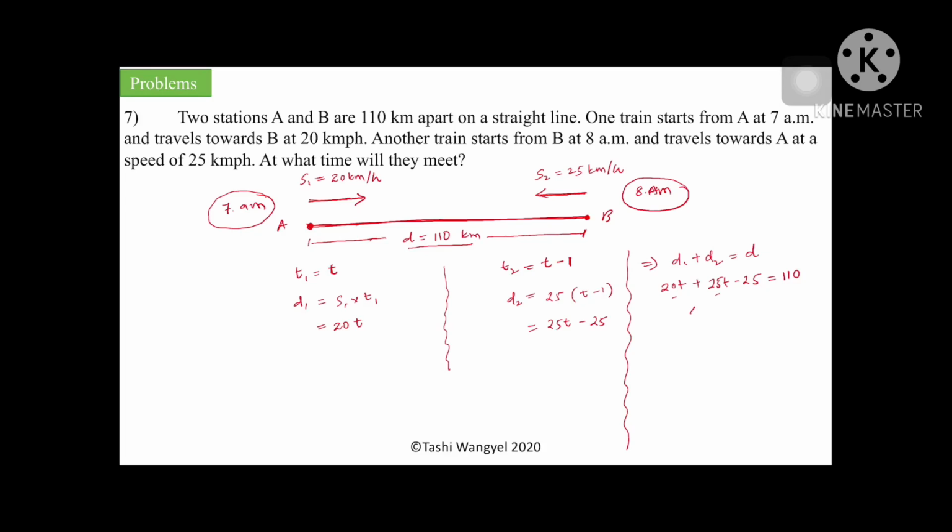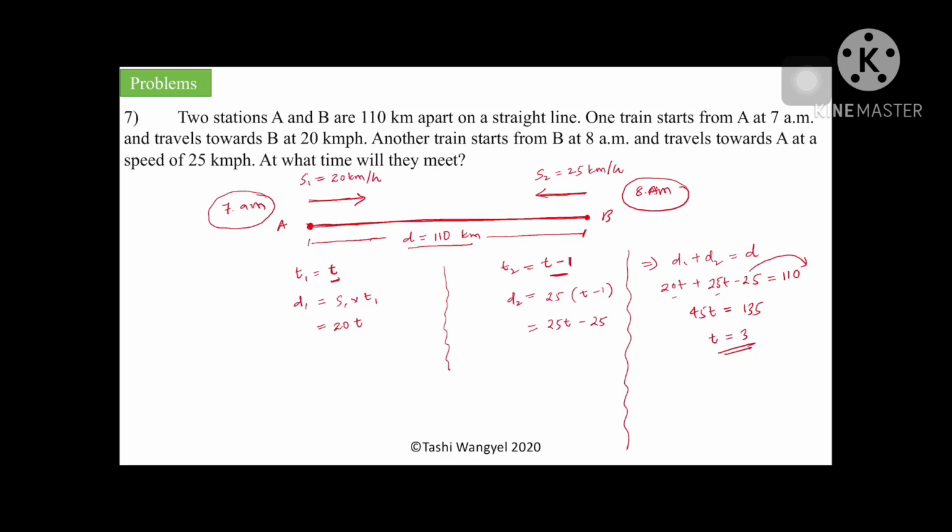So 20T plus 25T is 45T, which is equal to 110 plus 25, which is 135. So T is 135 divided by 45, so T is 3. So the time is 10 a.m., 3 hours of travel. For the second train, T minus 1 is 3 minus 1, which is 2 hours of travel.